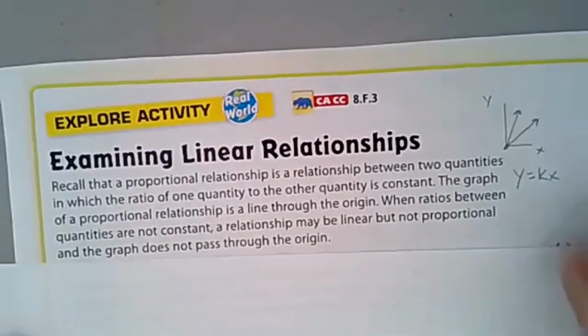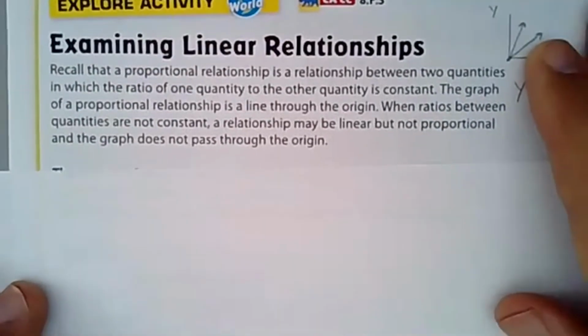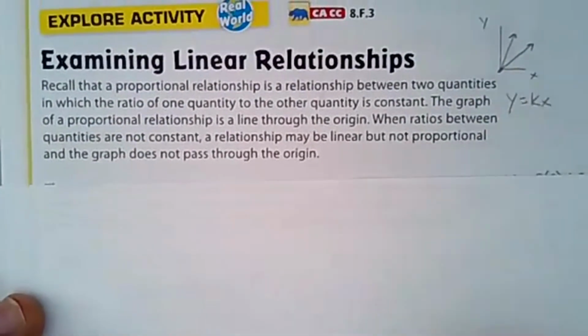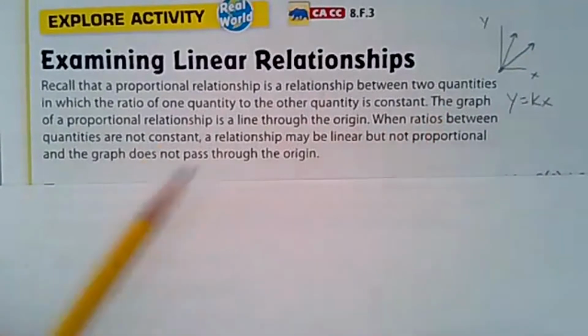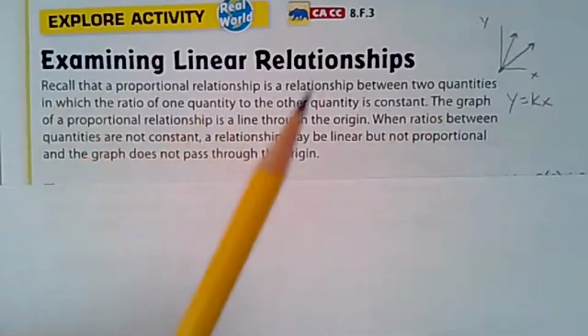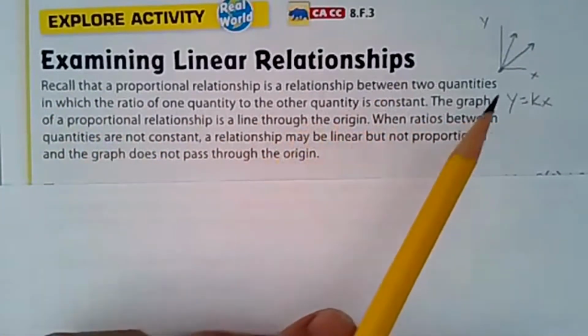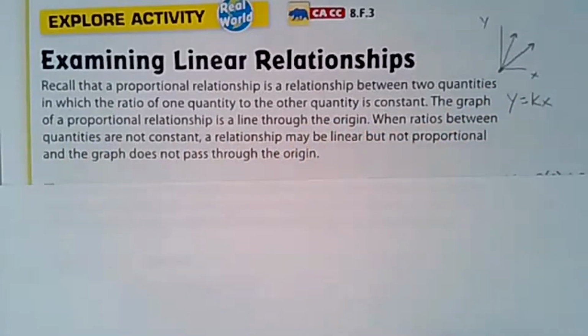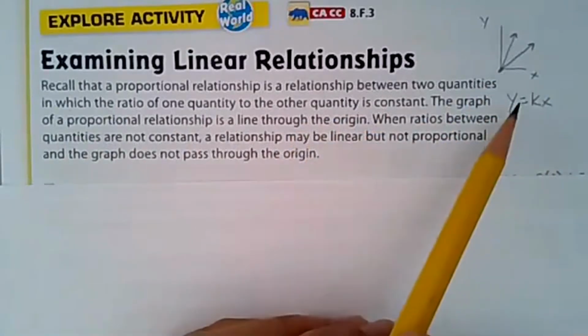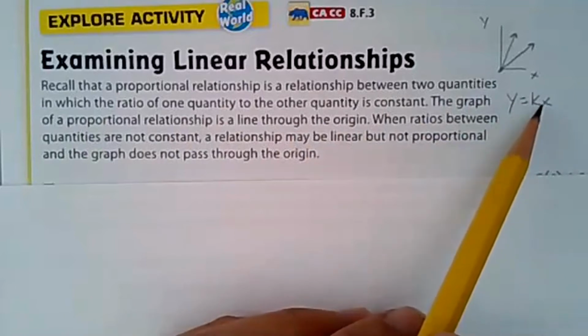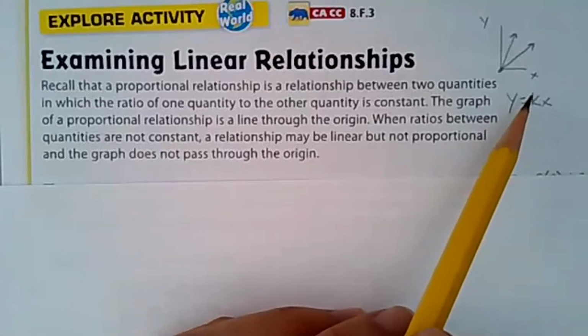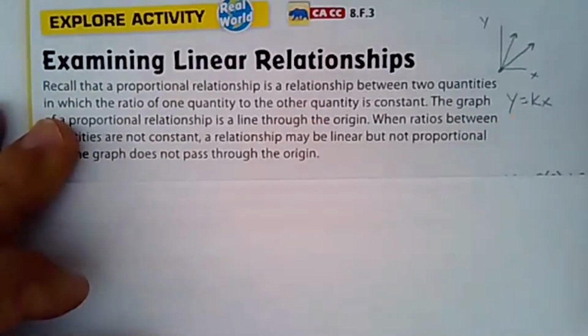Next, examining linear relationships. So let's remember what we know about proportional relationships. It's where we have two quantities, for which the ratio of one quantity to the other is constant. And that graph is a straight line that goes through the origin. And remember y equals kx. That's our equation for a proportional relationship. K is the slope, the change in y over the change in x, just to remind you.